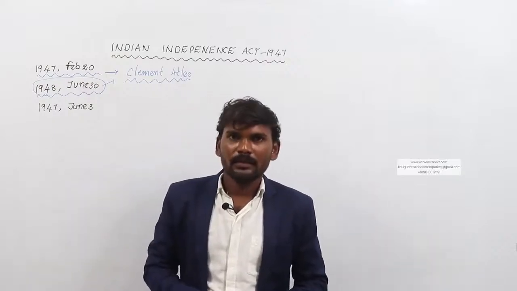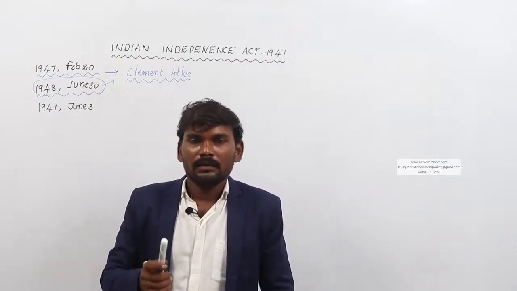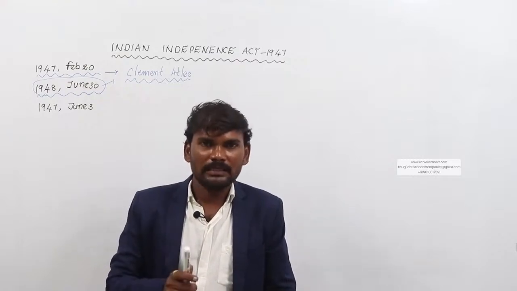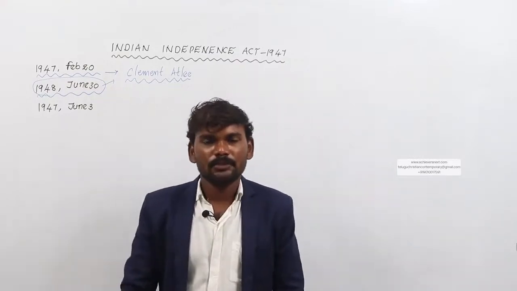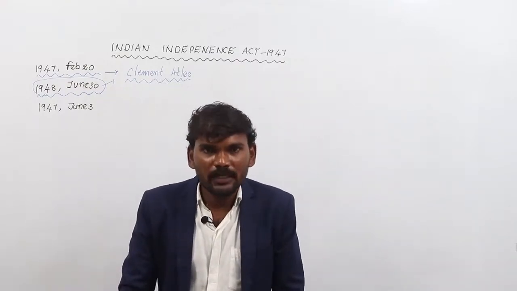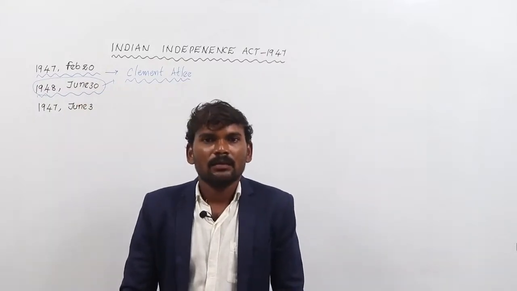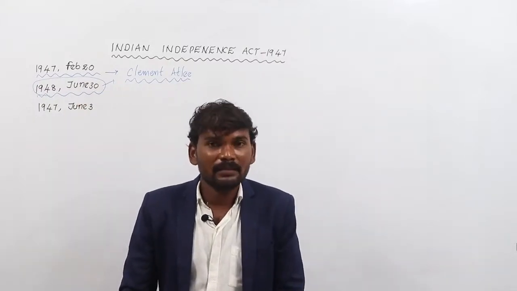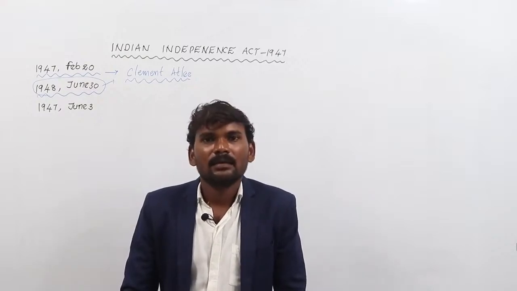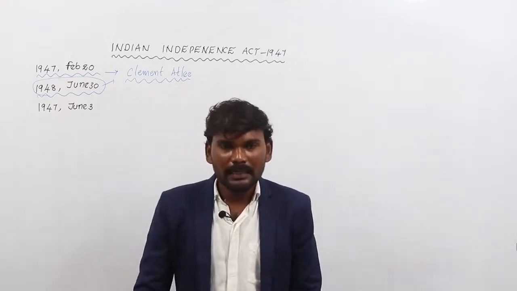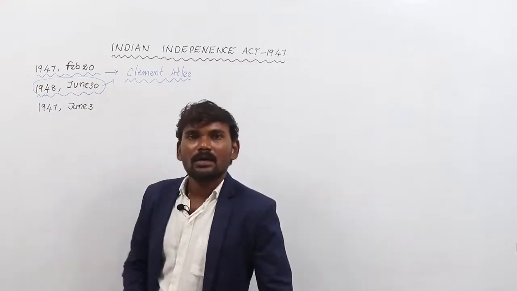The Second World War came to an end in 1945. Then the general elections were held in Britain. The Labour Party came to power, and Clement Attlee took charge as the Prime Minister of Britain. Then he announced that India was going to get freedom by June 30, 1948. But this announcement was rejected by the Muslim League, which was demanding the partition of India and the formation of a separate Pakistan. As a result of the Muslim League rejecting this announcement, the announcement did not come into effect.